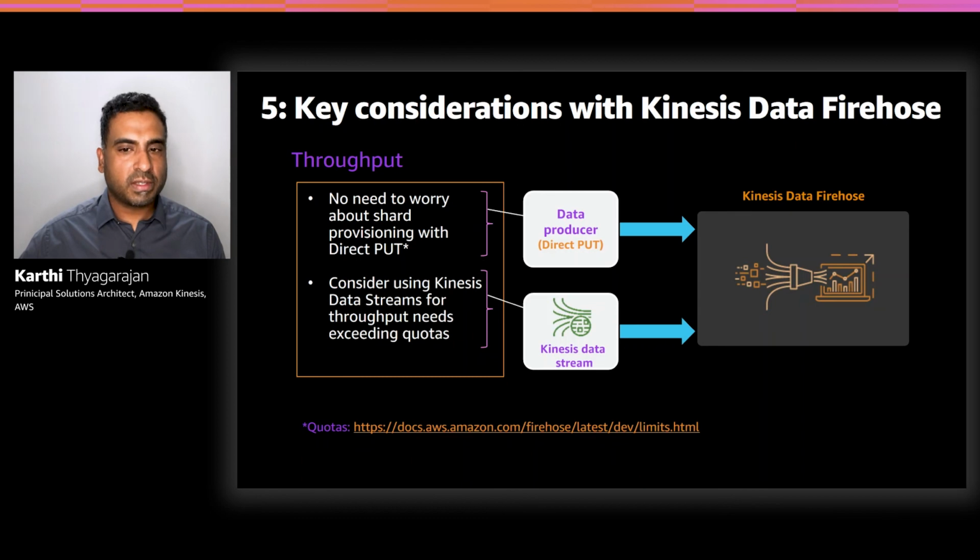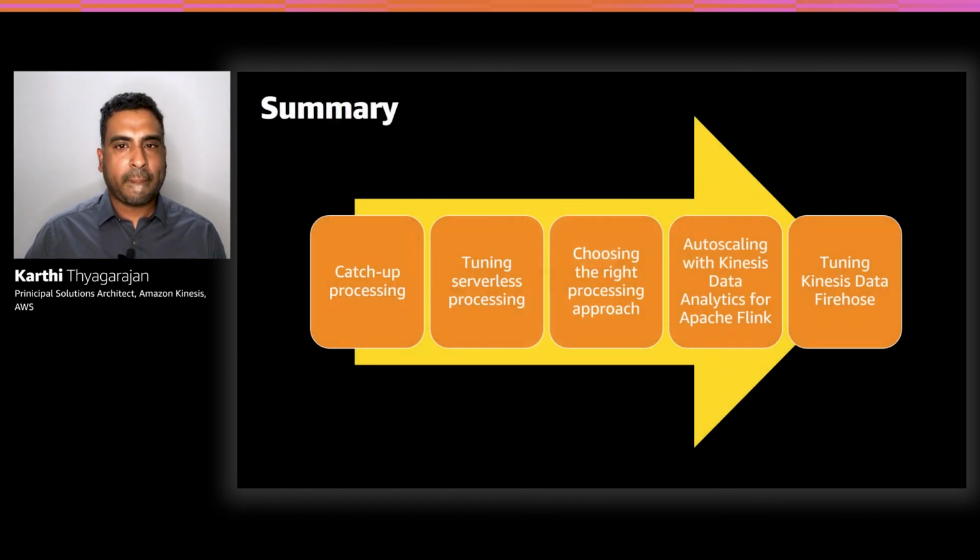So that brings us to the end of our list of best practices. And we'll do a quick summary. So first, we saw how you can do efficient catch-up processing in a much more throughput optimized fashion by using multiple enhanced fan-out consumers.